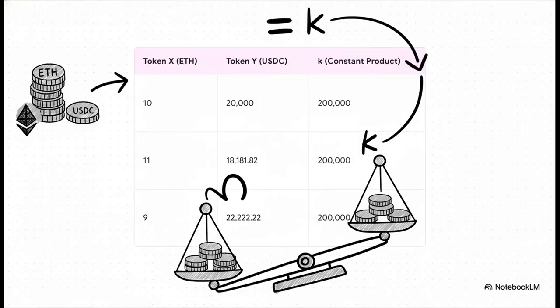All right, let's actually see this rule in action. So look at this table. We start with 10 ETH and 20,000 USDC in the pool. Multiply those two together, and our k, our constant product, is 200,000. Now watch what happens. If a trader comes along and adds 1 ETH to the pool, we now have 11 ETH. Well, to keep k at 200,000, the pool has to spit out some USDC. The math doesn't allow any other option. To maintain that balance, some of the other token has to come out.